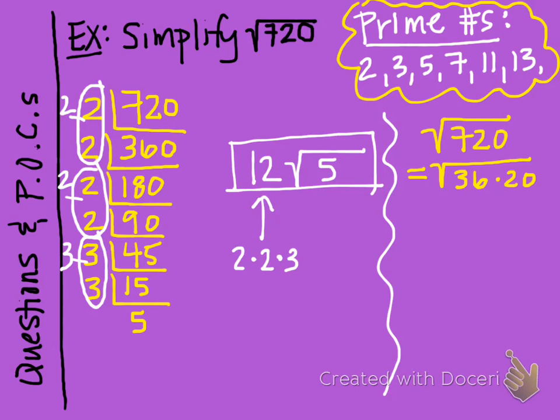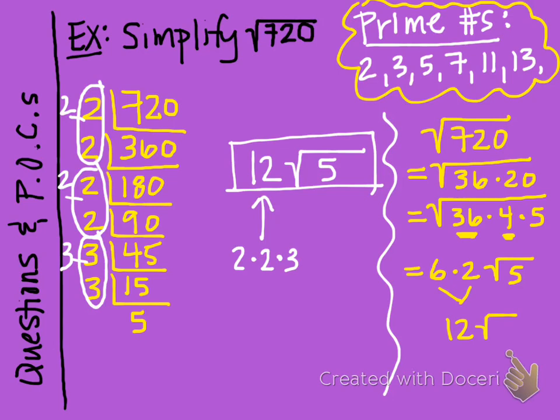I could even break those down even more. Since 20 is not a perfect square, I know it has a perfect square factor, so I could even say this is the same as the square root of 36 times 4 times 5. 4 is a perfect square, 36 is a perfect square. Anything that's a perfect square inside my radical, I can take the square root of and bring out in front. So the square root of 36 would be 6. The square root of 4 is 2. I'm going to have those two numbers out front, multiply them together, and leave that 5 inside because it's not a perfect square. Multiply the 6 and 2 together, and we still get 12 square root of 5.